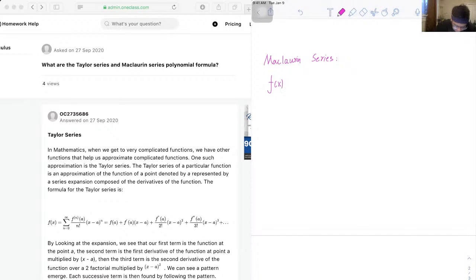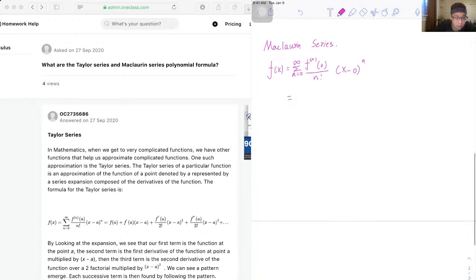It should be f(x) is equal to the summation, n starting from 0 to infinity, f^(n)(0) over n factorial times (x minus 0) to the exponent of n, which is equal to f(0) plus the first derivative f'(0) times x, plus the second derivative f''(0) over 2 factorial times x squared, plus the third derivative f'''(0) over 3 factorial times x to the exponent of 3.